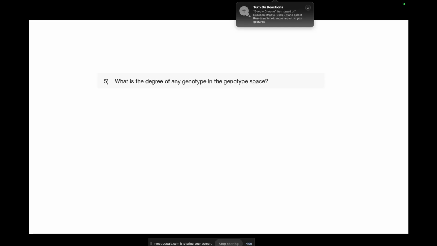Okay, what does the degree of any genotype in the genotype space actually mean? It refers to the number of other genotypes that are only one amino acid change away from a given genotype. So there are 25 positions in the peptide, and for each position there are 19 possible amino acid changes, right? Because one will be there and can be replaced by 19 others. So the degree of any genotype would be 25 into 19, 25 positions, 19 changes. So that is 475. The answer is 475.